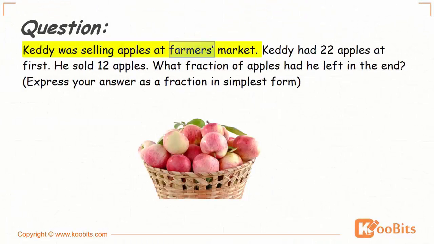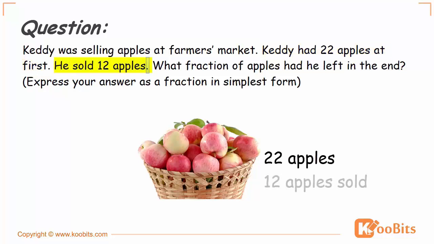Keddy was selling apples at farmer's market. Keddy had 22 apples at first. He sold 12 apples. What fraction of apples had he left in the end? Express your answer as a fraction in simplest form.